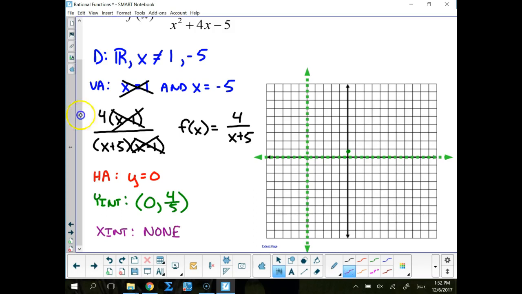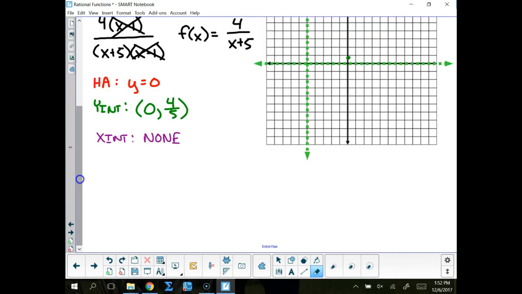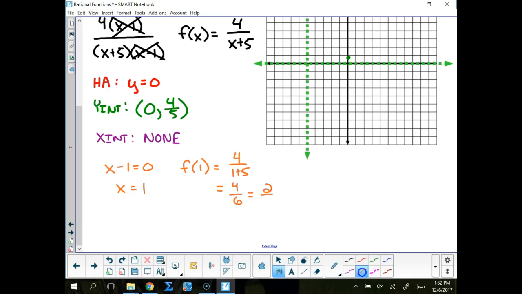But now I've got to take that x minus 1 and set that equal to 0. Gives me x equals +1. Then I need to find f of 1. That's going to be 4 over 1 plus 5, which is 4/6, which reduces to 2/3. So the hole is at the point 1, 2/3.